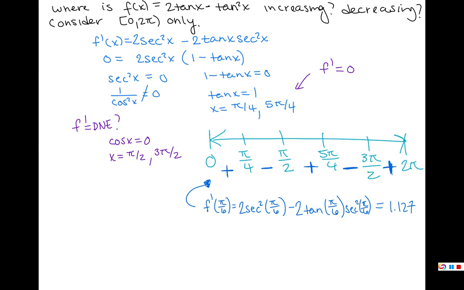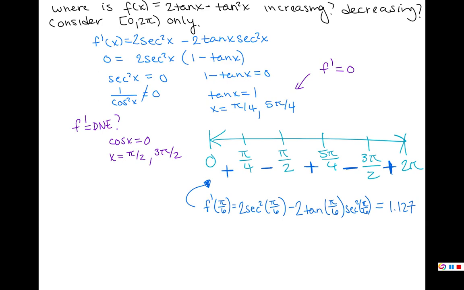Because I'm using pi over 6, I had to make sure I was in radian mode. And again, for the secants, my calculator doesn't have a button for secant, so I have to enter 1 over cosine for those secants. I ended up getting a positive number, and so that's why I put that plus sign into my table. And then I went through and I picked test values in each of the other regions.